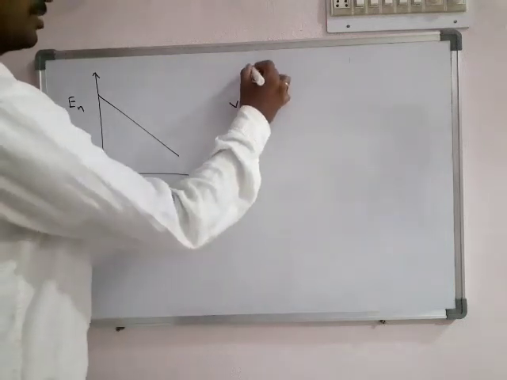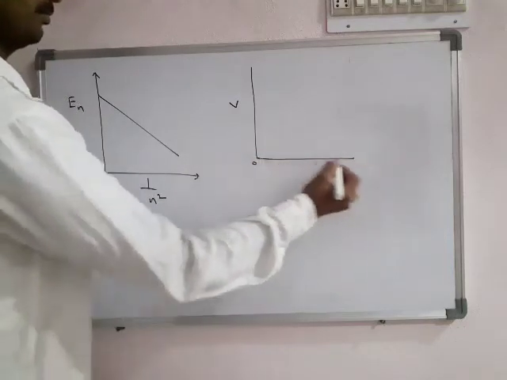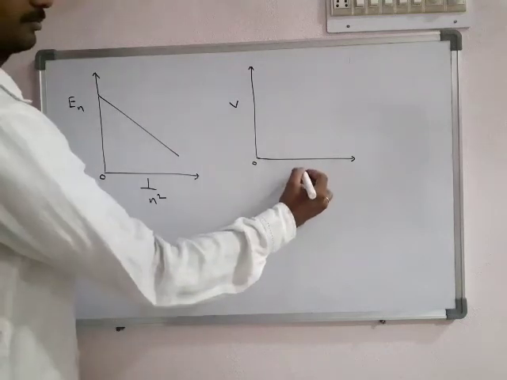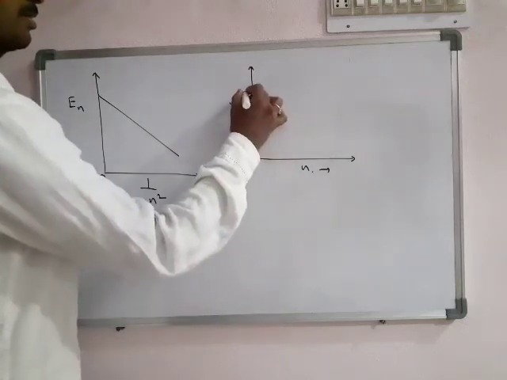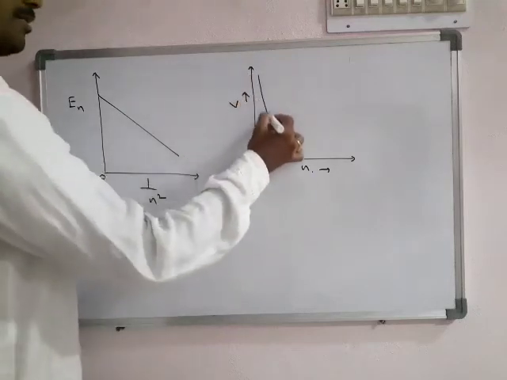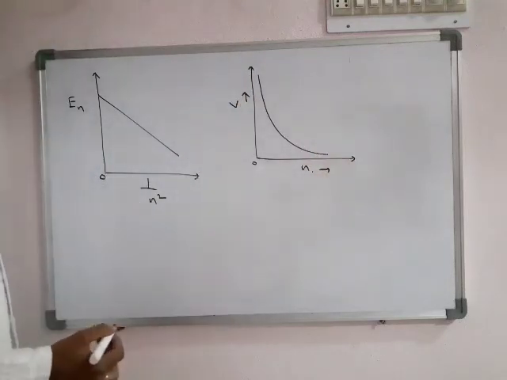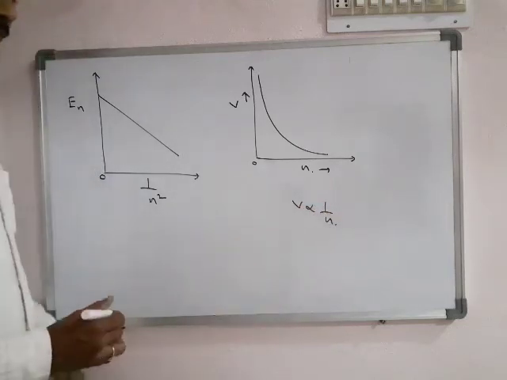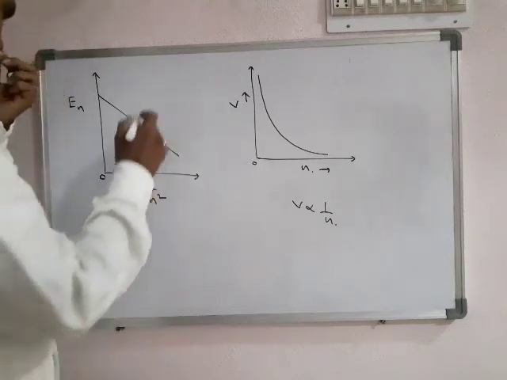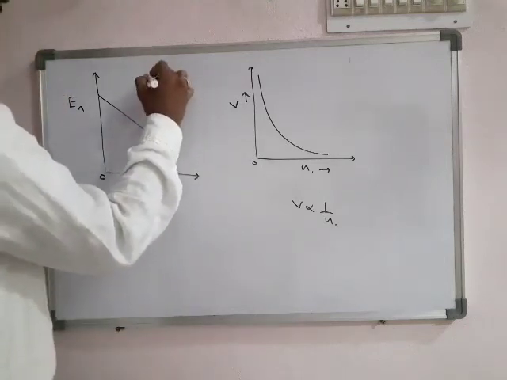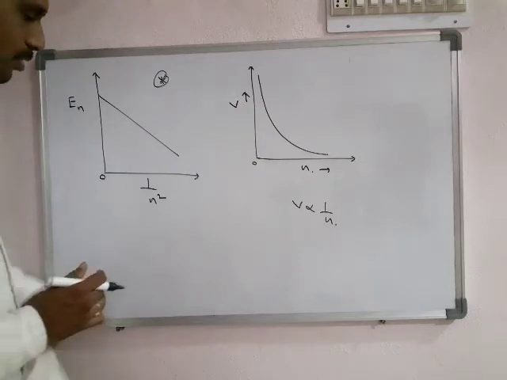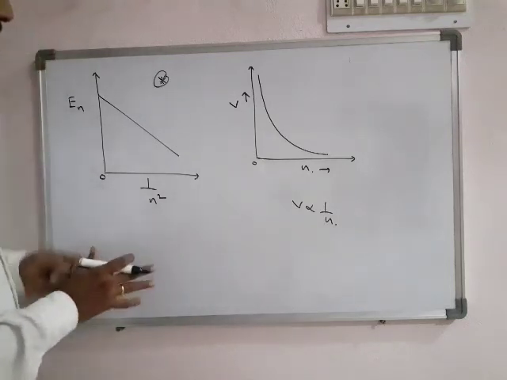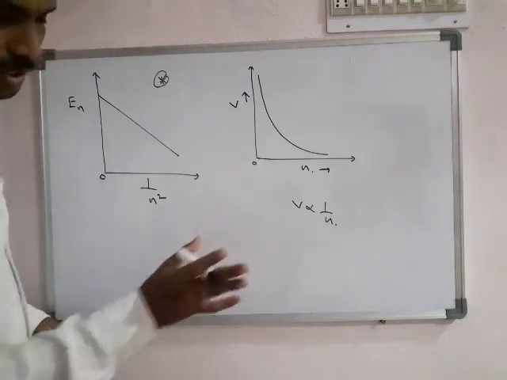Now there is also an equation relating the velocity and the number of orbits, so based on the equation we will get a graph like this. Actually here V is proportional to 1 by n. There is some controversy: in some books it is given as a somewhat different graph. That is the only controversial one, and the remaining ones are perfect.